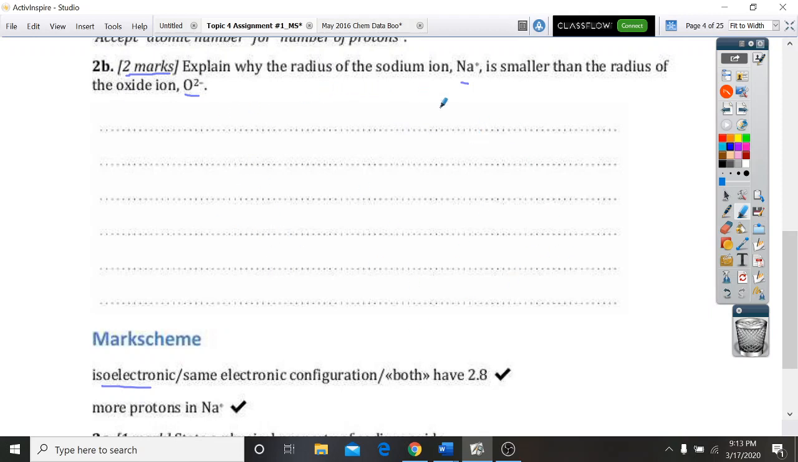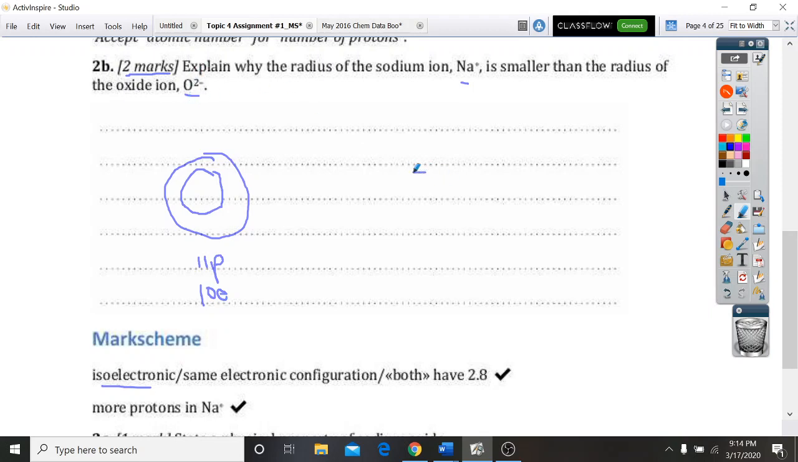Let's say you had no idea what you were doing. I'm going to look at what Na+ and O2- look like. Na starts off as an atom that has 3 rings. Don't make fun of my circles. But when Na+ loses that electron, it loses this outer level, and it ends up with 11 protons and 10 electrons.